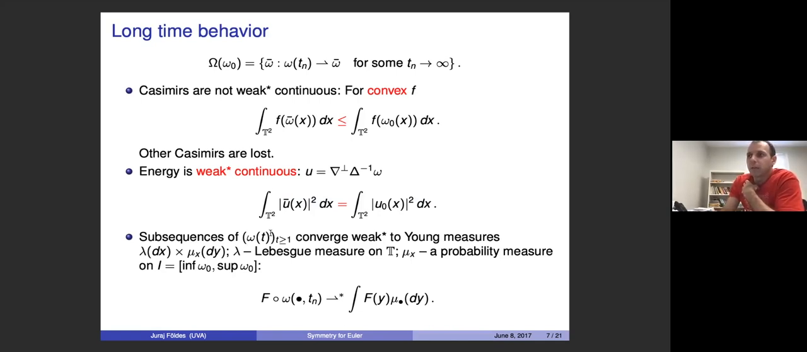By the general theory of weak convergence and omega limit sets, we can view the sequence omega(t), when t goes to infinity, as converging to a Young measure. Imagine for every point x on the torus, we assign a one-dimensional interval, which is between the L infinity bounds of the initial condition, because that's preserved by the Yudovich theorem. And on this interval, at every point x, I'm going to put a distribution.